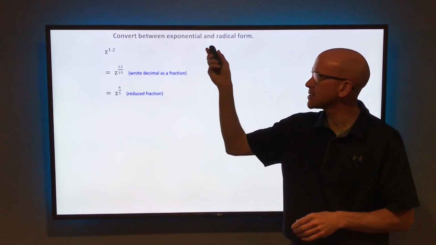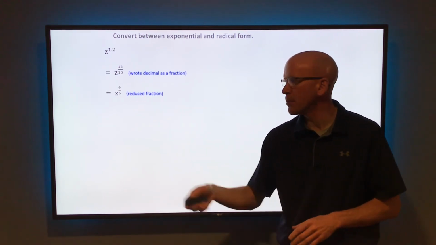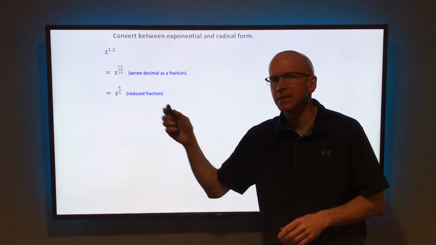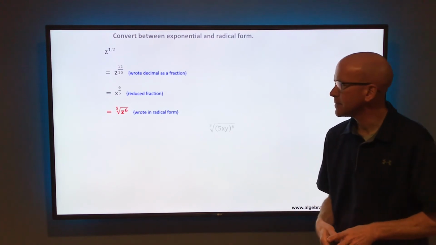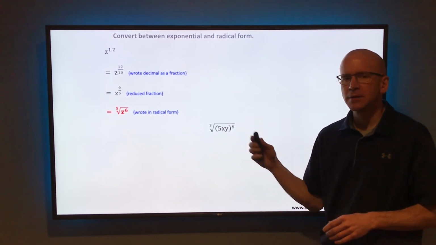I want to go from exponential form to radical form. So that z to the 6/5 power, remember that 5 becomes the root, and that 6, that numerator, becomes the exponent. So that would be the 5th root of z to the 6th. If you have the cube root of 5xy in parentheses to the 6th power.